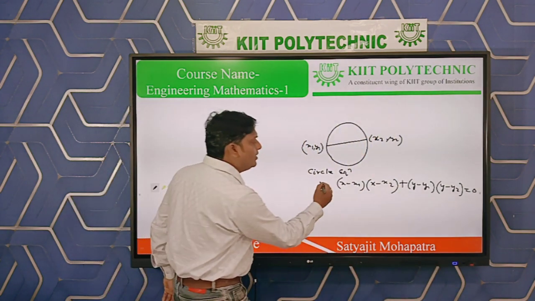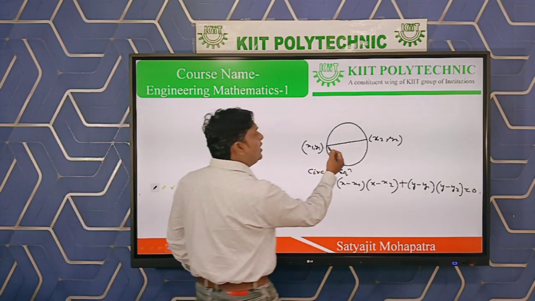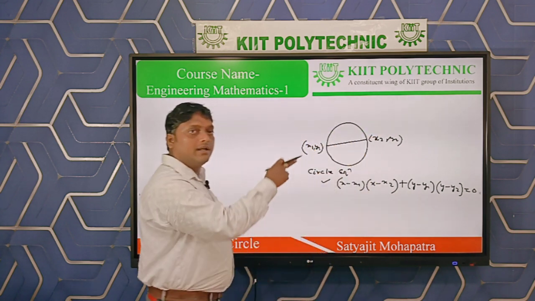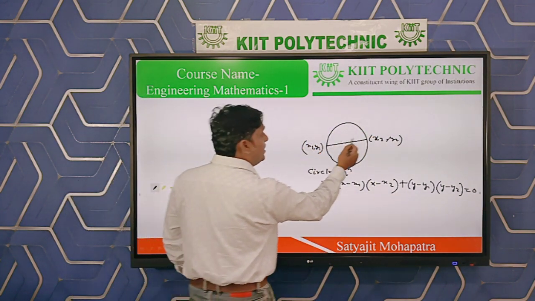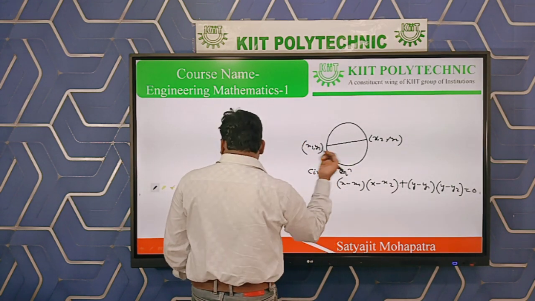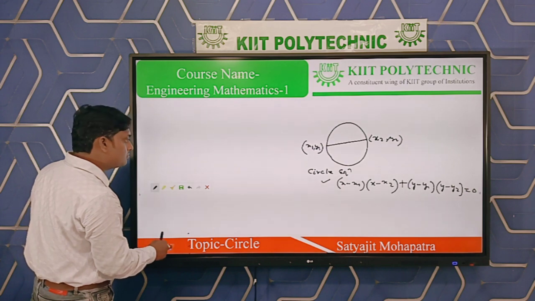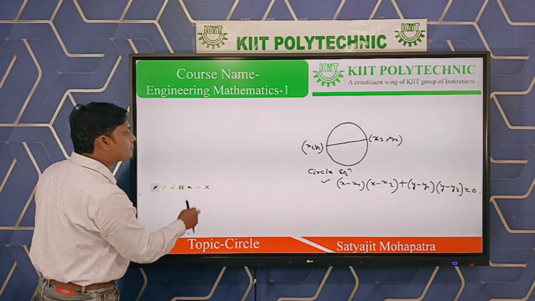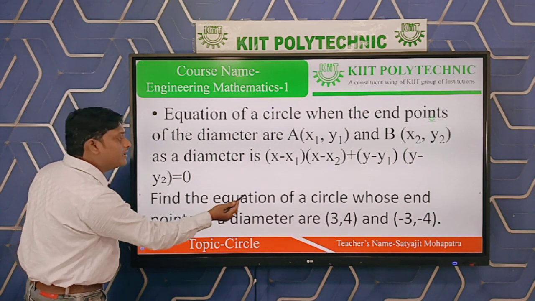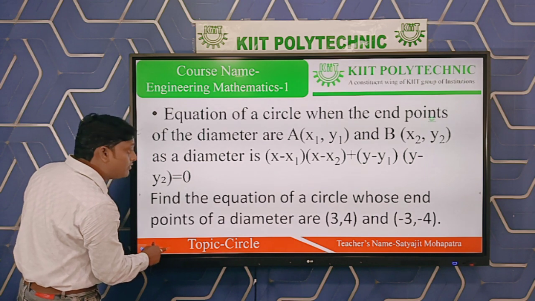Just you have to remember this formula, nothing else. And the end points of the diameter must be given. Just remember the formula and put over there. See here, here is a question also. Find the equation of the circle when the end points of the diameter are given. Let's solve this one.